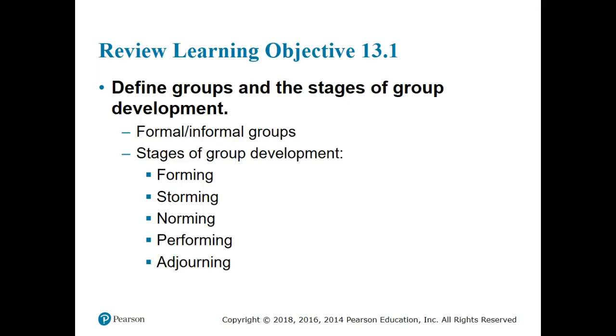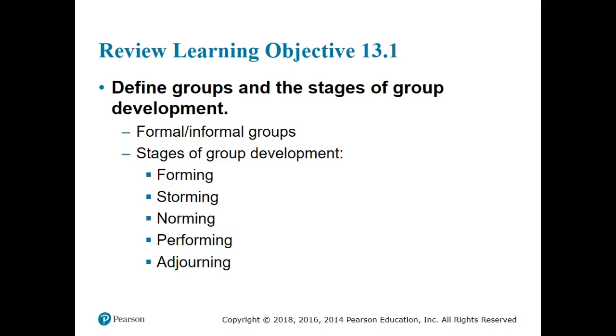So in review of our first learning objective, a group is two or more interacting and interdependent individuals who come together to achieve specific goals. Formal groups are work groups defined by the organization structure and have designated work assignments and specific tasks directed at accomplishing organizational goals. Informal groups are social groups.